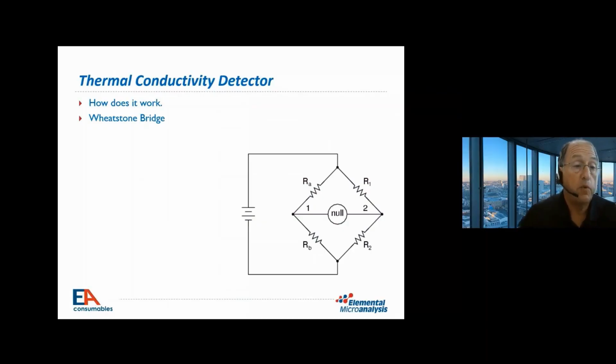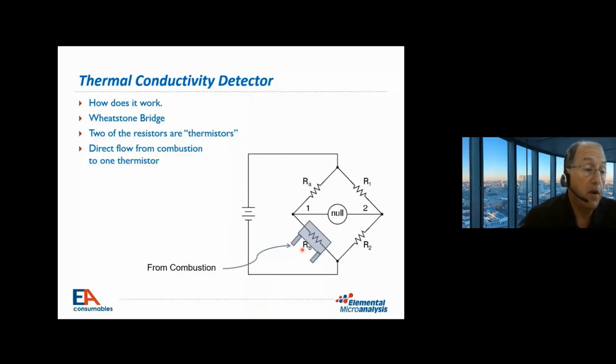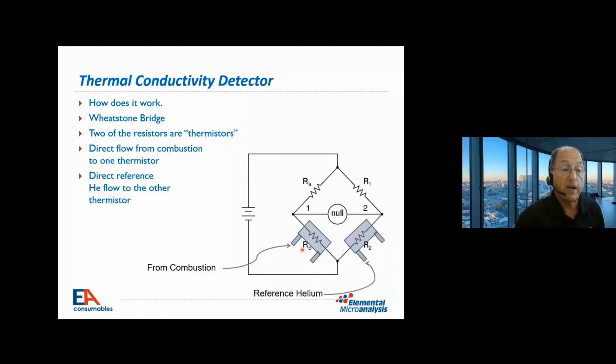So first we start with a Wheatstone bridge, which is basically 4 resistors wired in this sort of arrangement here with a power source and a voltmeter across these 2 points. Now, 2 of the resistors are thermistors, and thermistors are resistors where their resistance changes as a function of temperature. So we will direct the flow from the combustion tube across one of the thermistors, and we'll have a second reference flow of our carrier gas that is not from the combustion, but just always clean through the second thermistor.